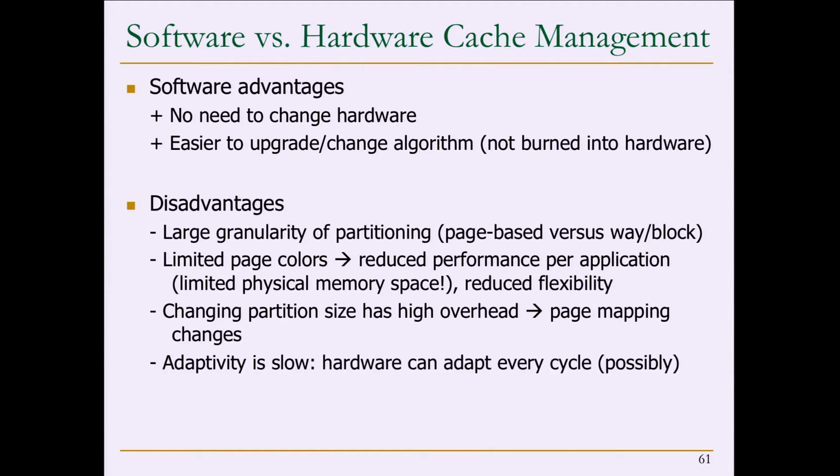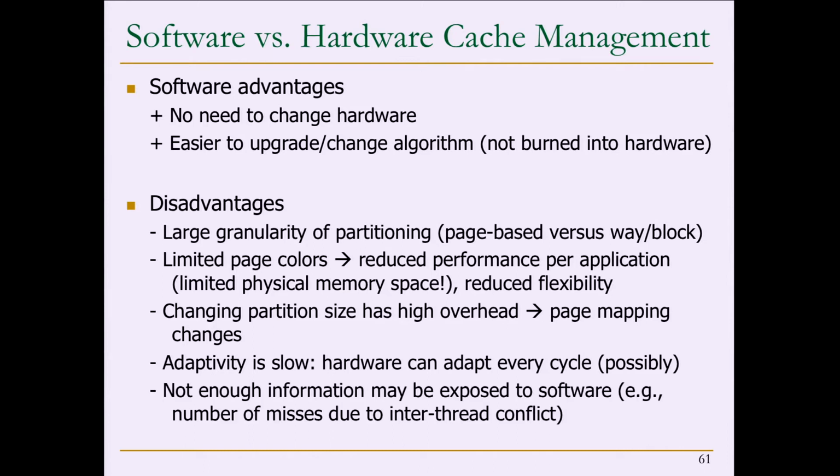And adaptivity is slow. This is usually a problem with software-based approaches, right? Hardware can adapt every cycle, possibly, right? It's a lot less overhead to keep track of things in hardware. You need hardware overhead, of course. But you can adapt very quickly. Whereas software, you need to get information first. You need to basically move into the software, the operating system, so that it can make the decisions. And it needs to adjust the page tables, for example, in this case, to change the decisions. So adaptation is relatively slow.